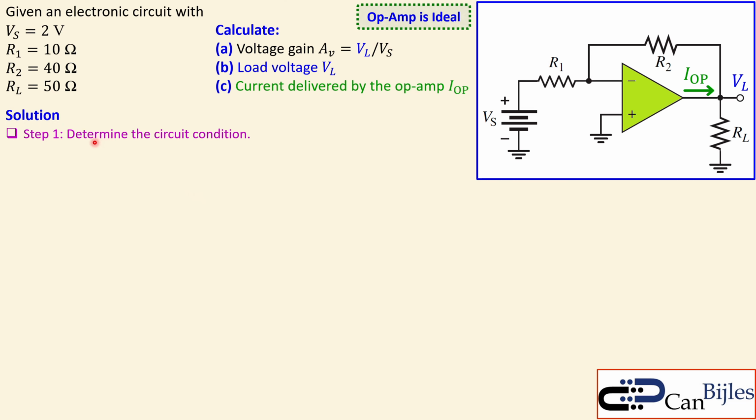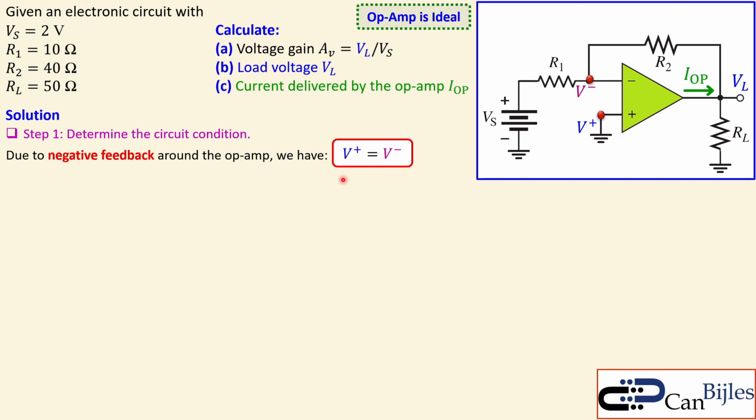Before we move on, of course, we would like to know what the condition is for this circuit. In this case, we have a negative feedback. So let's recognize that. And we have the two nodes here, V plus and V minus. Due to negative feedback around this op-amp, the V plus node voltage is equal to V minus. That is very important. And since V plus is grounded, so directly connected to ground, which is 0, that means V minus is also 0. So that is important information for later.